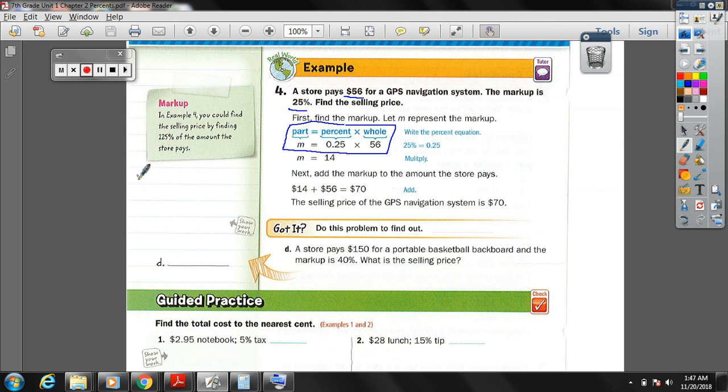We're going to start off with M equals. We're going to take our percent as a decimal, 0.4, and multiply it by 150. And when we do that, we're going to find that the markup is $60. Okay, let's see what they do next. Next, add the markup to the amount the store pays. That's what we need to do as well.